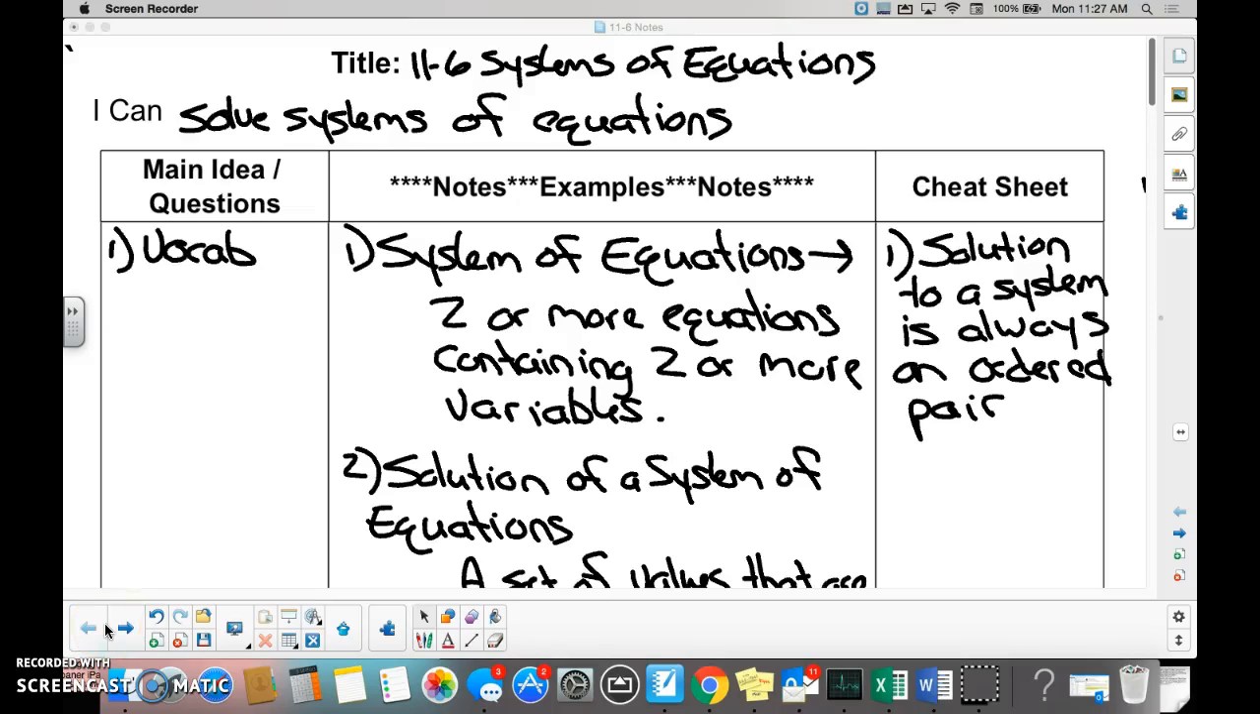11-6, systems of equations. I can solve systems of equations. Great. A system of equations, first of all, would be an equation. We're not talking inequalities here.